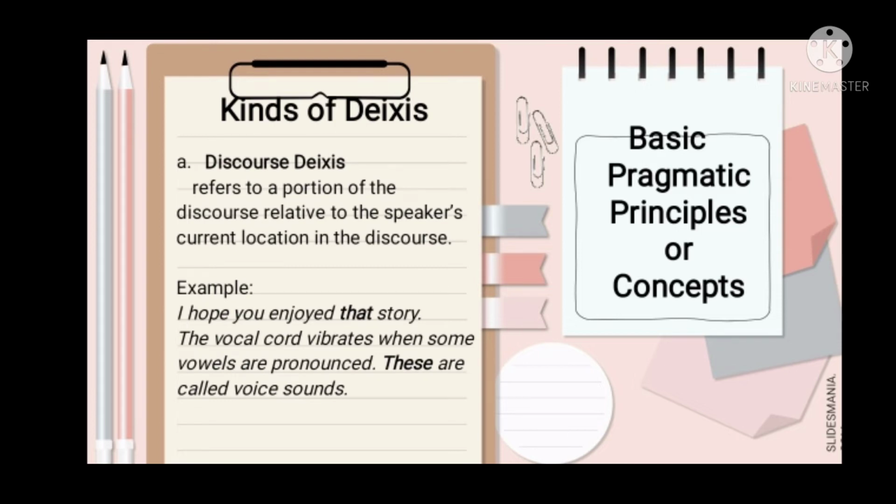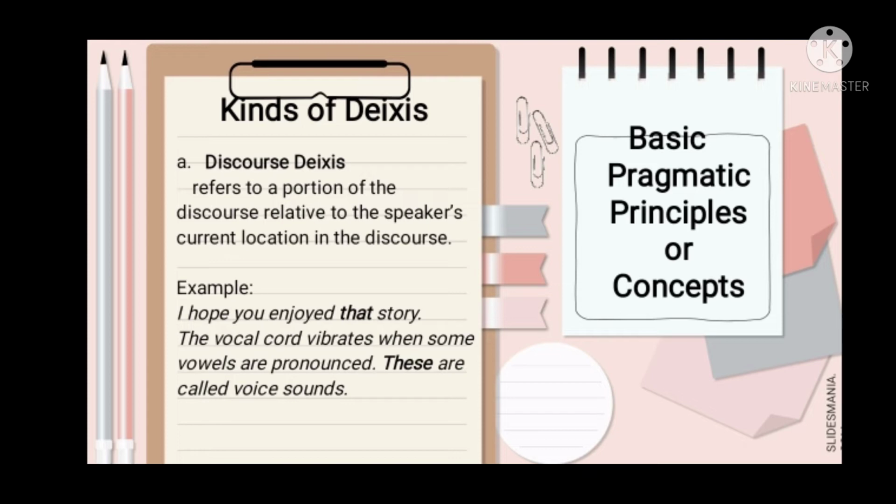The first type is discourse deixis. This refers to a portion of a discourse relative to the speaker's current location in the discourse. Take note of the term speaker's current location. This will be your clue to what this kind of deixis means. For example, "I hope you enjoyed that story." The deictic word there is "that," which implies the current situation or location of the speaker.